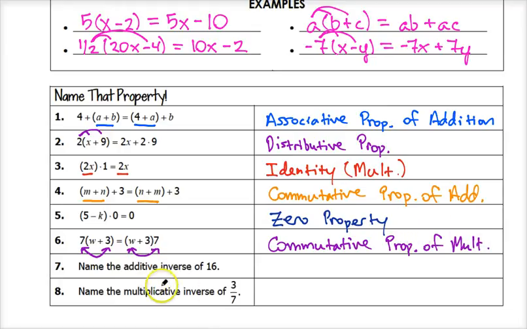Okay, these last two are just asking you to name a number in comparison to another number. So number 7 is saying name the additive inverse of 16. The additive inverse is just the number you would add to 16 to get an answer of 0. Well, that would be its opposite, so that would be negative 16. Okay, additive inverse is just a fancy word for opposite.